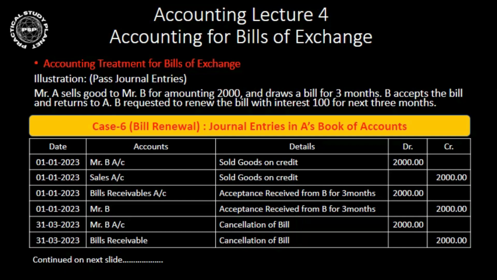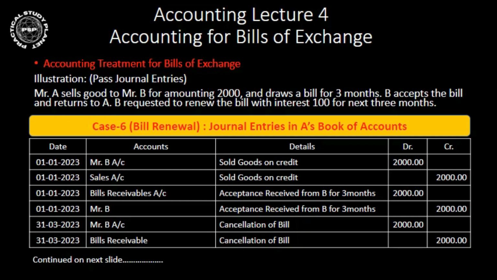Case 6, here bill renewal. Here Mr. A sells goods to Mr. B for 2000 and draws a bill for 3 months. B accepts the bill and returns it to A. B requested to renew the bill with interest of 100 for the next 3 months. So the account will be like that.